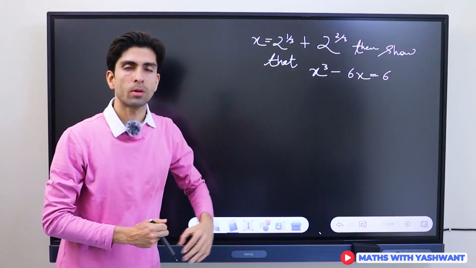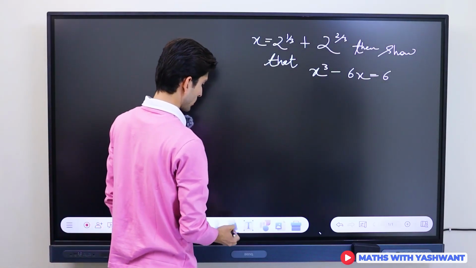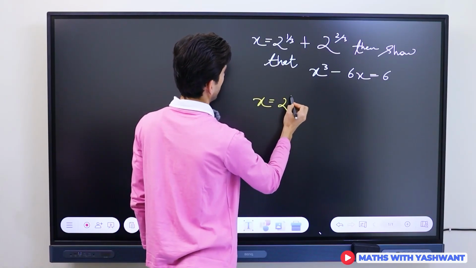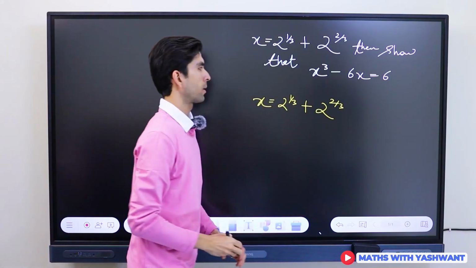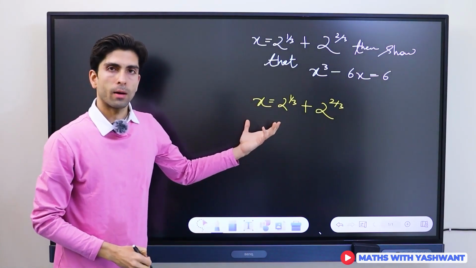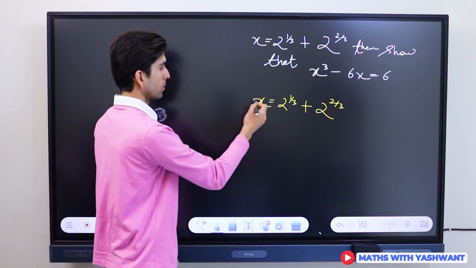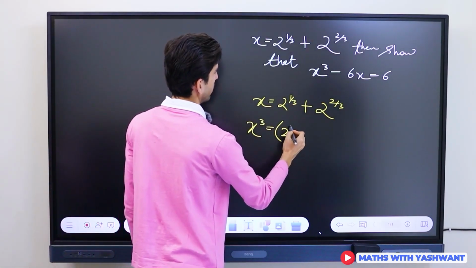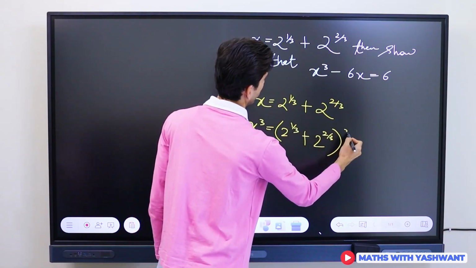So coming back to the solution part, again we have x is equal to 2 to the power 1 by 3 plus 2 to the power 2 by 3. Let's cube both sides of the equality. So on the left hand side we'll get x cube, and on the right hand side 2 to the power 1 by 3 plus 2 to the power 2 by 3 whole cube.